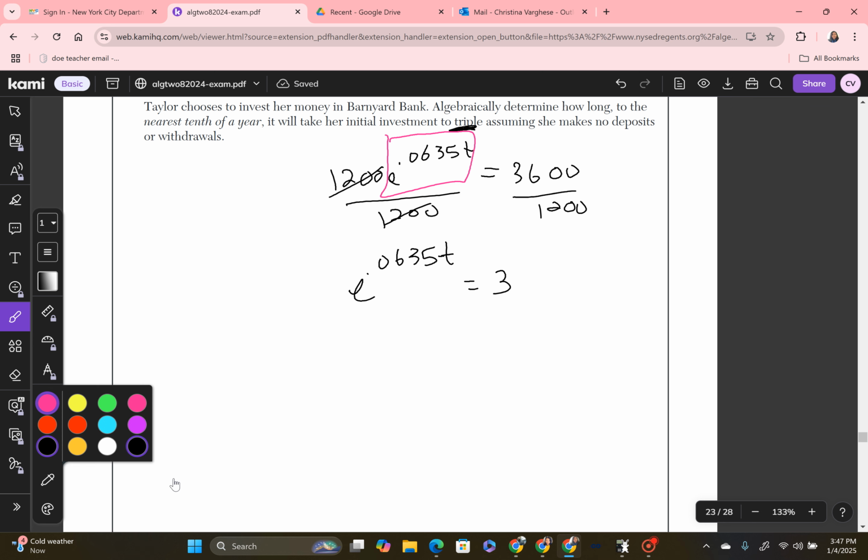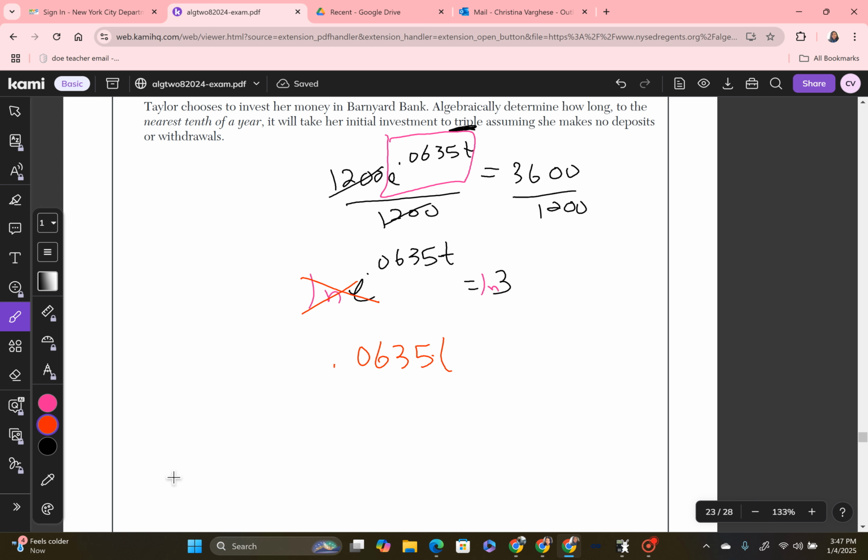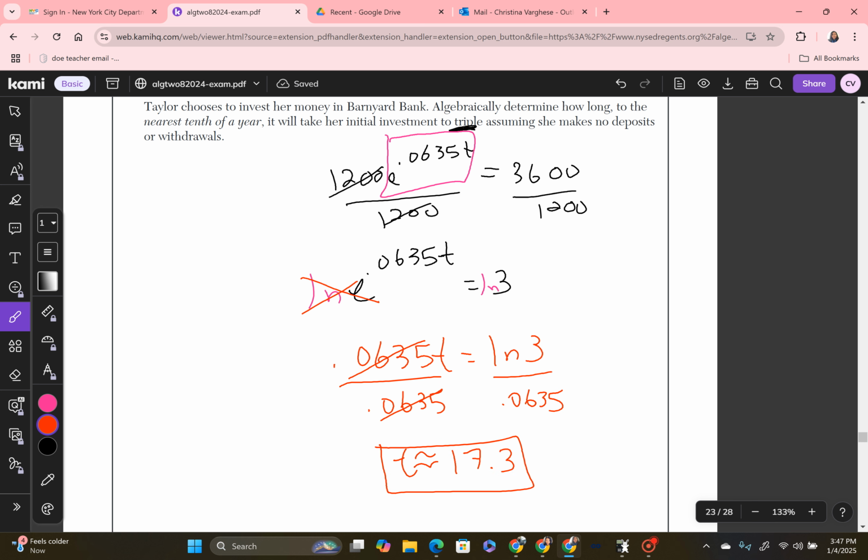The opposite of e is ln. So we're going to ln the left, ln the right. As soon as the ln and the e are next to each other, I'm going to grab my red marker. They cancel out. So now I have 0.0635t is equal to ln of 3. How do we get my t by itself? Divide both sides by 0.0635. This cancels out. So now I get t is about 17.3. So how long to the nearest tenth of a year? 17.3 years is going to be my answer.